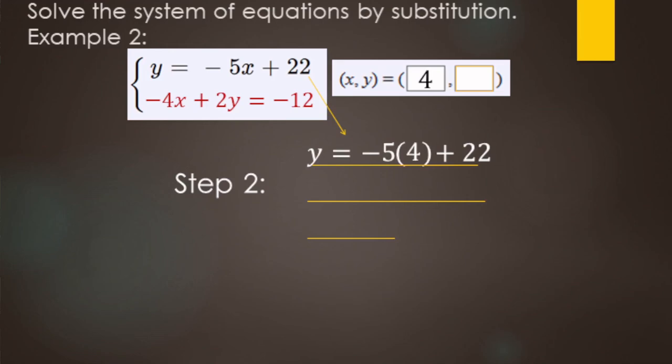Now we do order of operations. Negative 5 times 4 is going to be negative 20, plus 22, and you can do mental arithmetic here as well. Negative 20 plus 22 is 2. So there's our ordered pair that makes both equations true: 4 for the x and 2 for the y.